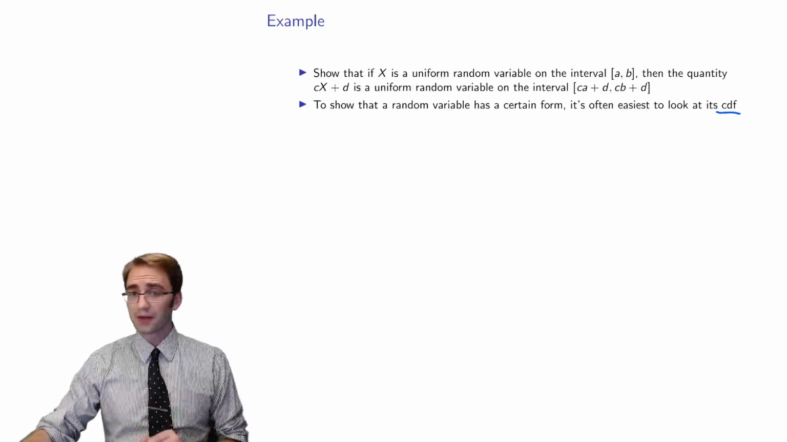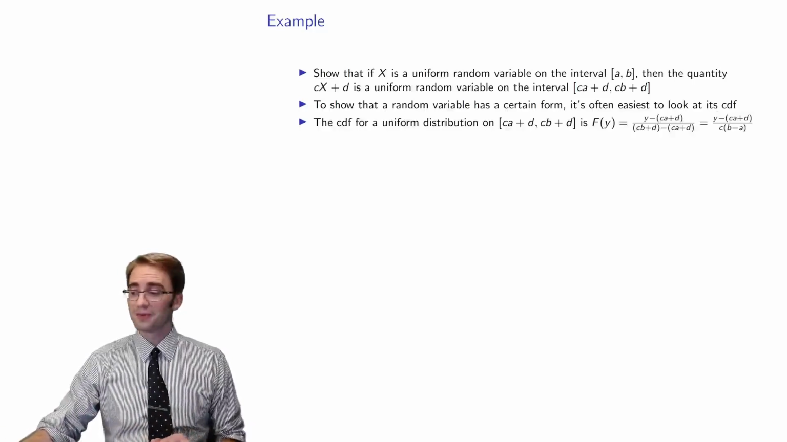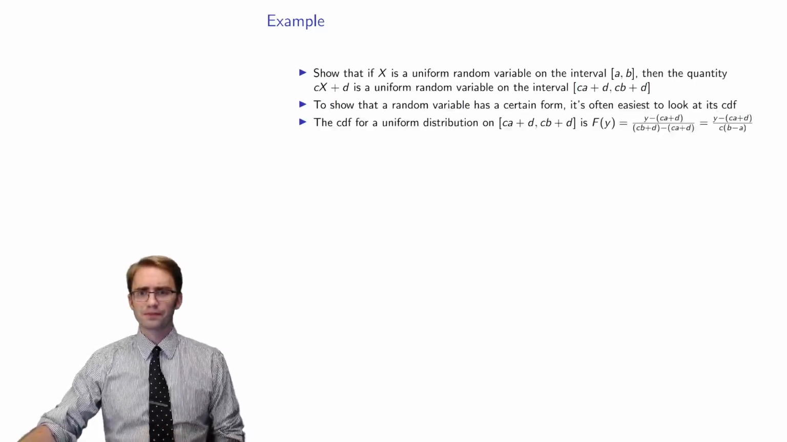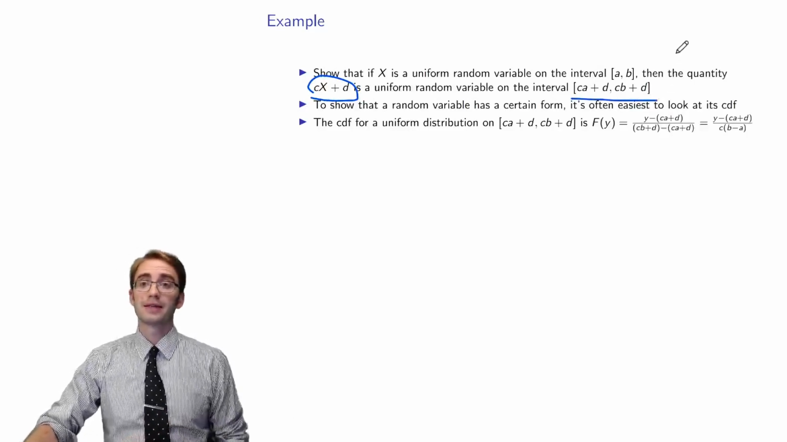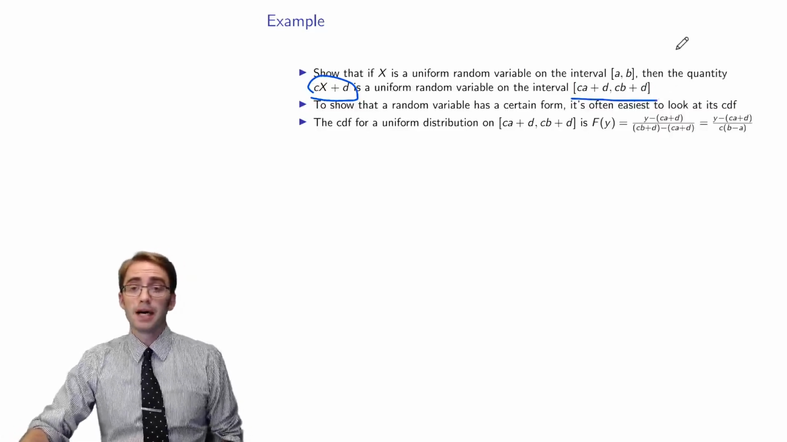It won't after we go through a lot more examples, which is something we are going to do. So first of all, let's say, what is the CDF? What we want to do, first of all, we want to prove that this quantity here, Cx plus D, is a uniform random variable on this interval, Ca plus D and Cb plus D. We want to prove that.